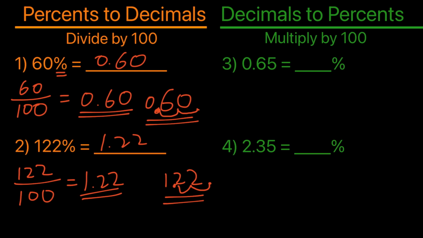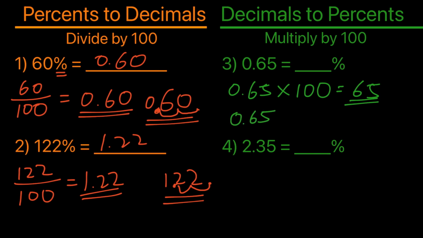So for the third example, 0.65. What we want to do is take 0.65 times 100. And that equals 65. So that will be 65%. The other method is to take the decimal and move the decimal point 2 spaces to the right. And we'll end up with 65 as well. So either way, the answer is 65%.